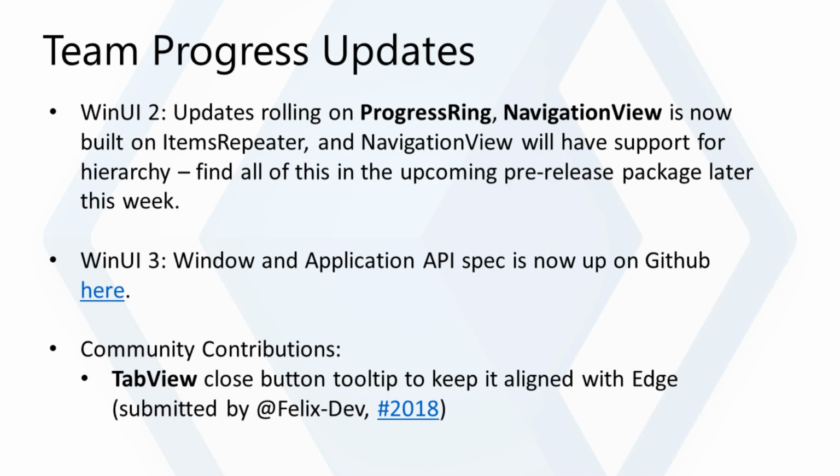And as for WinUI 3, I think many of you have already seen it and are already discussing it, but if you didn't know, the Window and Application API spec, written by our very own Miguel, who is on the call right now, is up on GitHub, so you all can take a look at that spec. That has some really exciting information for WinUI 3.